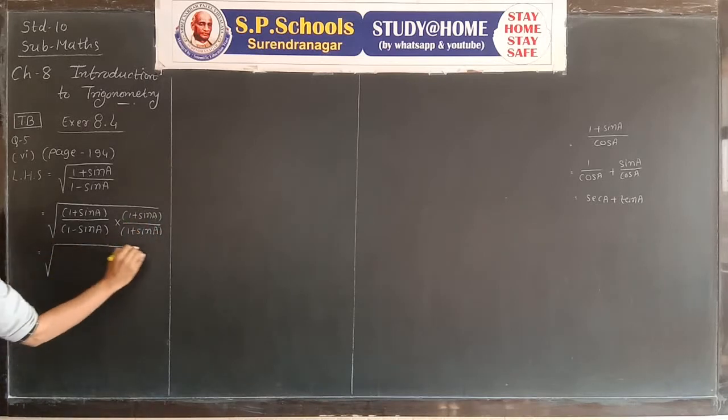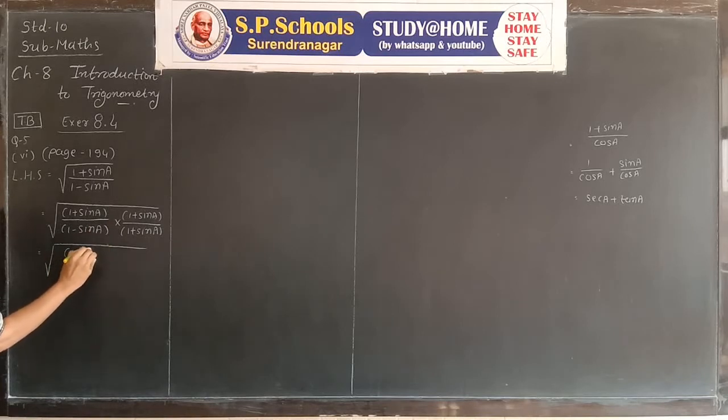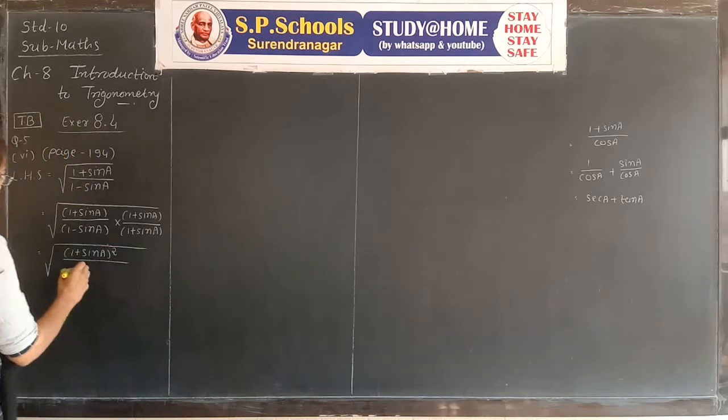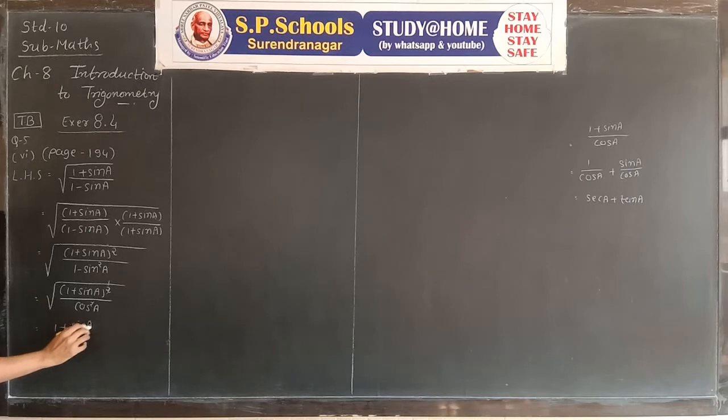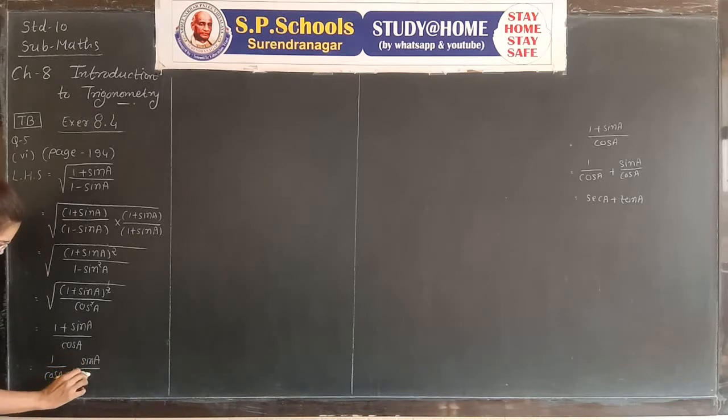It is equal to square root of 1 plus sin A comes 2 times, so (1 plus sin A) square upon 1 minus sin A times 1 plus sin A, which are factors of 1 minus sin square A. That is square root of (1 plus sin A) square upon 1 minus sin square A. We know the identity, which is cos square A. Now square and square root both cancel, remaining 1 plus sin A upon cos A. Put cos A in the denominator of 1 and of sin A: 1 upon cos A plus sin A upon cos A.